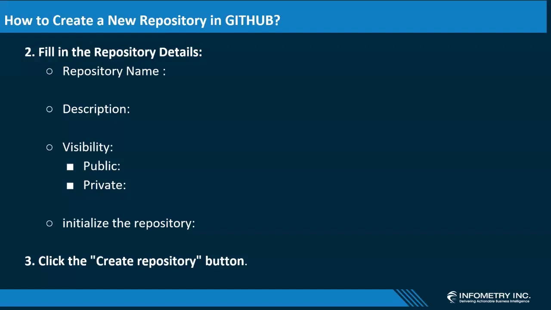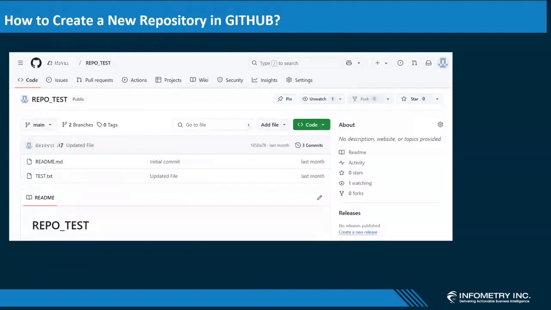Step 3. Create the repository. Once you have filled in all the necessary information, click the Create Repository button at the bottom. You have just created a new repository on GitHub. You will be directed to your new repository's main page where you can find the clone URL, that is HTTPS or SSH, to link it with your local Git setup. And that's it. You have successfully created a new repository on GitHub. Now you can start pushing your code, collaborating with others, and managing your project all in one place.